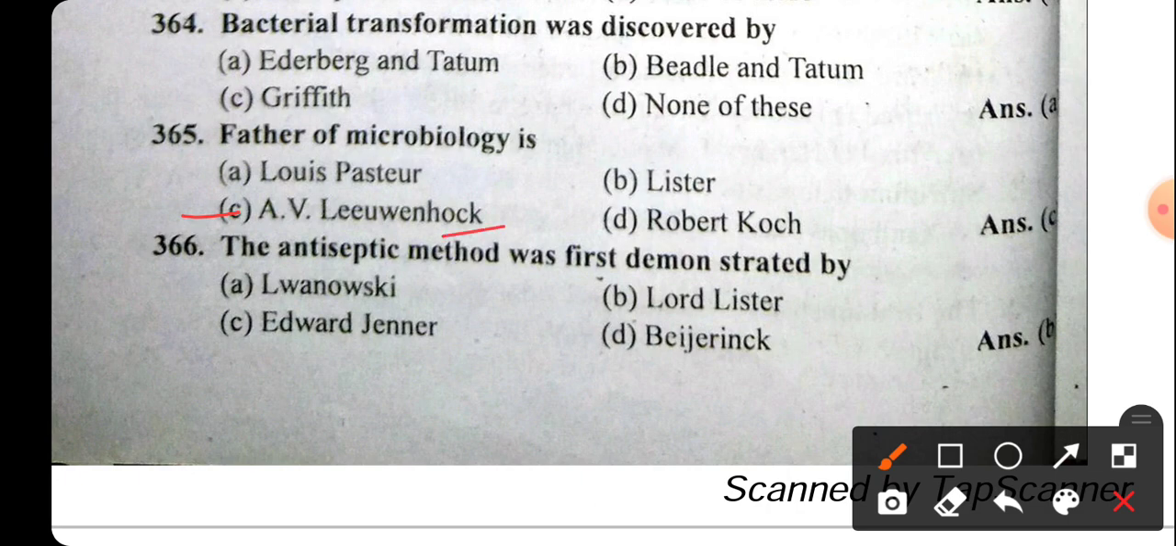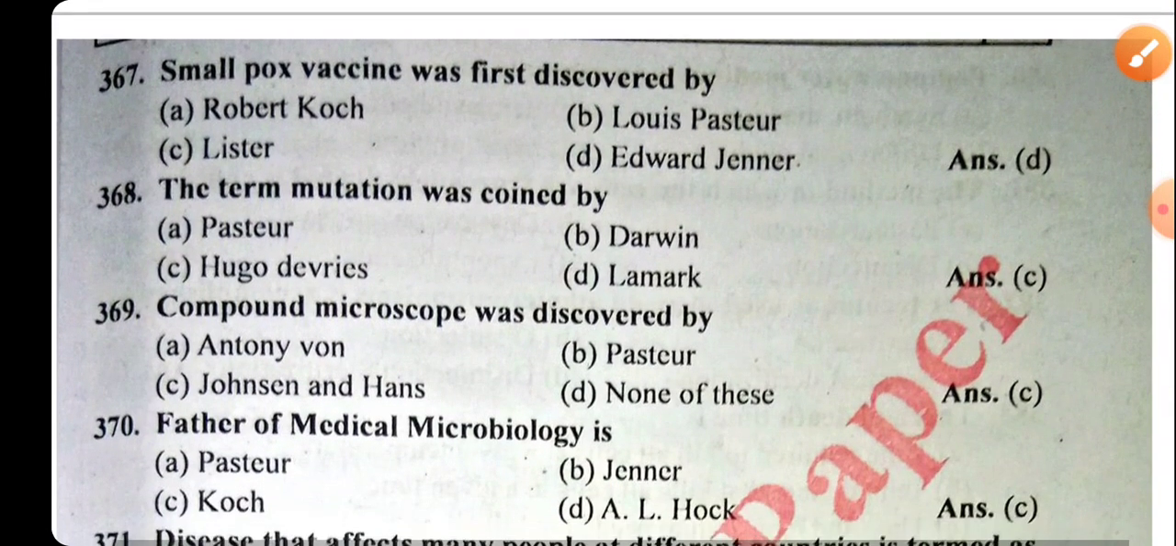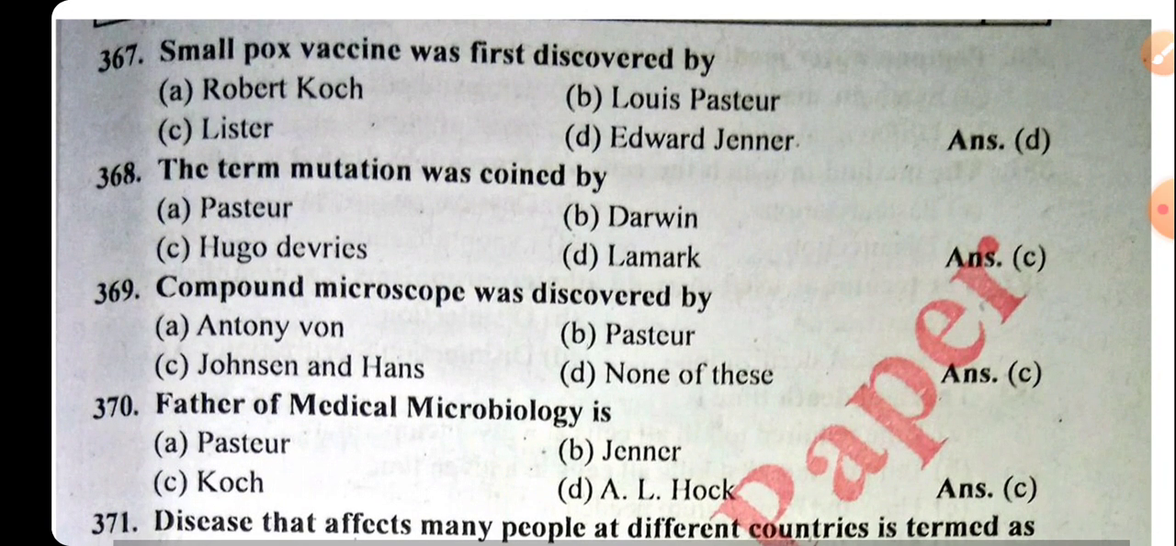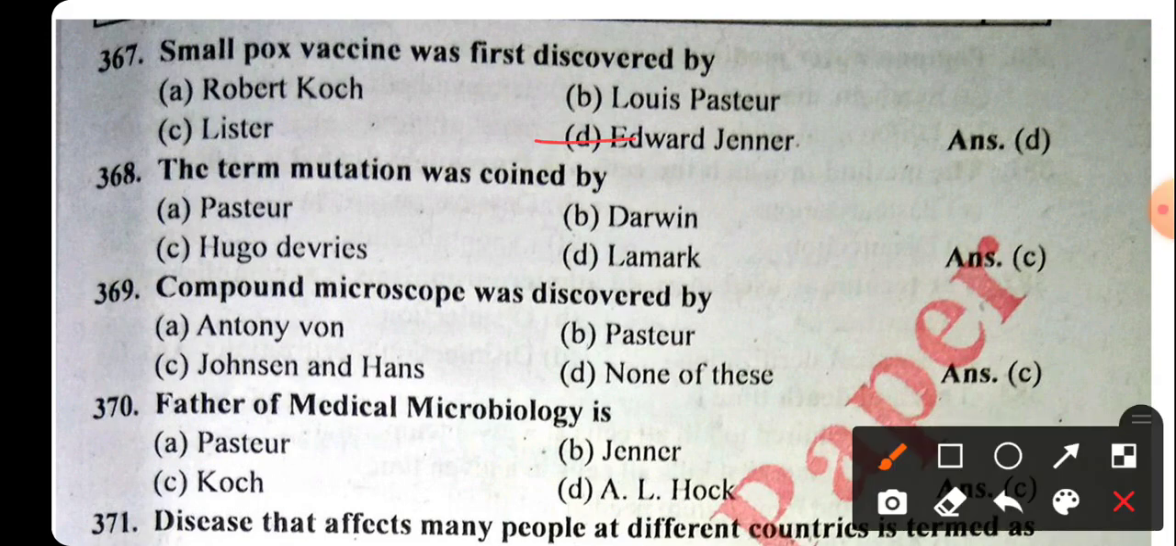The antiseptic method was first demonstrated by Lord Lister. Now the next question is: smallpox vaccine was first discovered by Edward Jenner. That is option number D. The term mutation was coined by Hugo de Vries. Option number C will be the right answer.